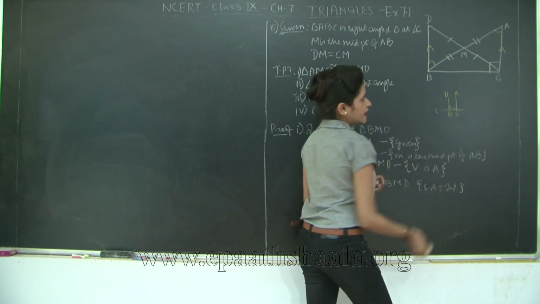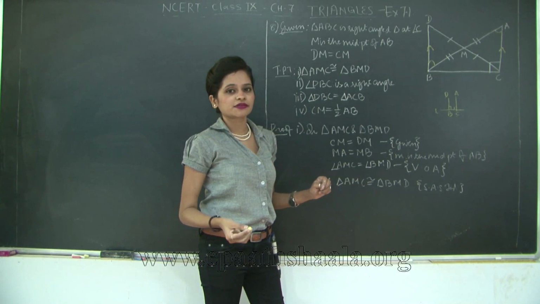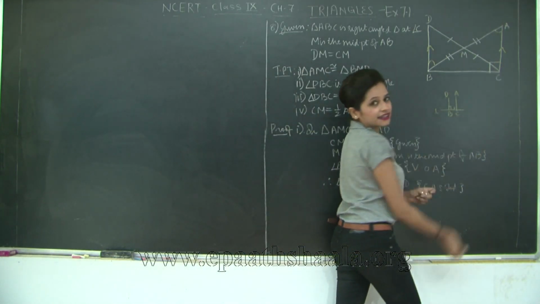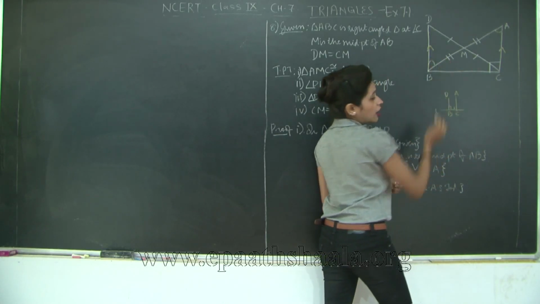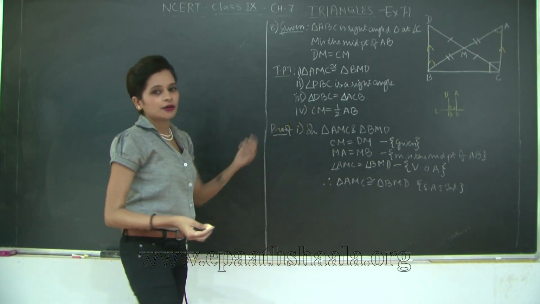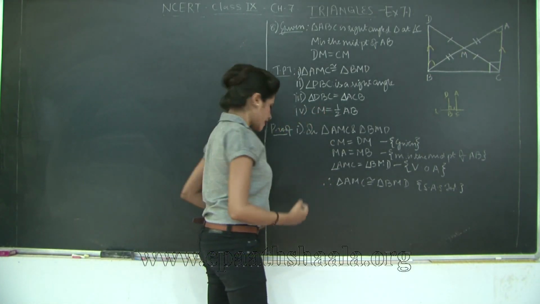So these are interior angles. What do we know about interior angles on the same side of the transversal? They are supplementary. Now this angle is 90 degrees, therefore this angle here will be how much? 180 degrees minus 90 degrees, which is again 90 degrees. Hence we have proved it. Now let's go ahead and write it.